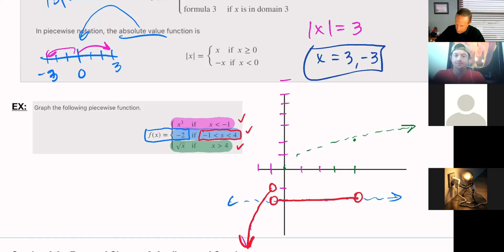And then the last one, only greater than 4, I'd have that square root of x. So I'd have to get rid of all of this part. And at 4, I'd have that open dot there and then everything else going that way. I'd have to go all the way to 5, 6, 7, 8, 9 to go up to 3, because the square root of 9 is 3. So my final answer would look like that in the bright red.